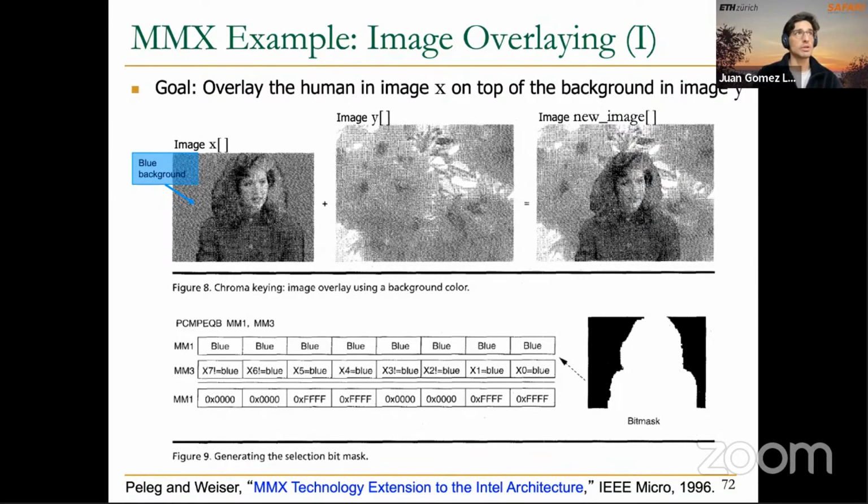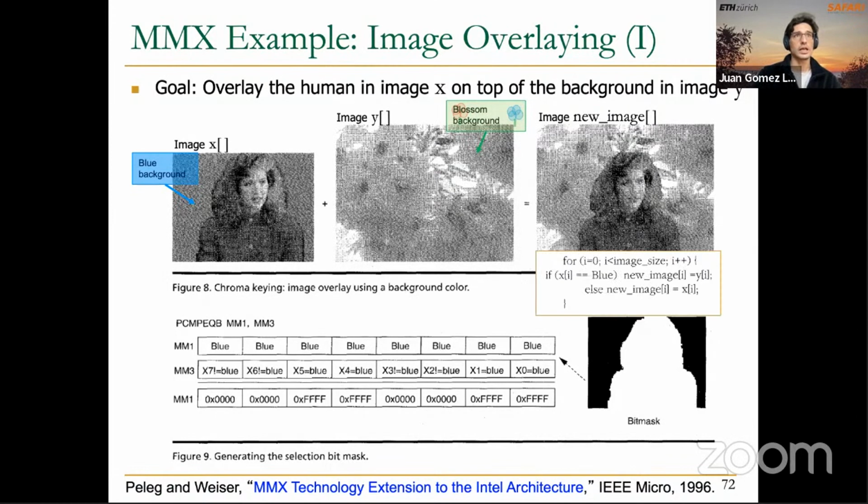So this is image X, this is image Y, and as you see, the image X has the figure of one woman, and behind we have a blue background. So the idea here is to generate a new image where the blue background is replaced by the blossom background of image Y. So things that we need to do is, first of all, compare all the pixels of the input image X and check whether they are blue or not.